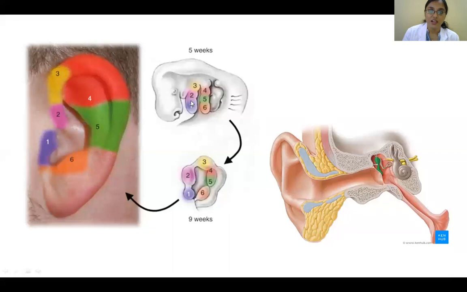So you can see the first arch, this is the second arch, this is the cleft. This part is going to form your ear. And around that, there will be some auricular hillocks. Hillocks are again small proliferations of mesenchyme. So you can see they're all proliferating and going around it, and that's how your ear is going to form. So this is the ear.